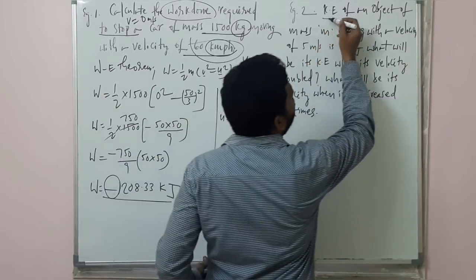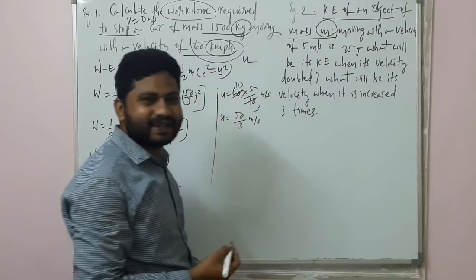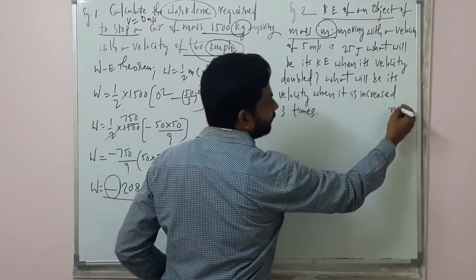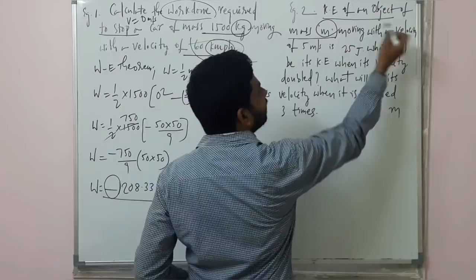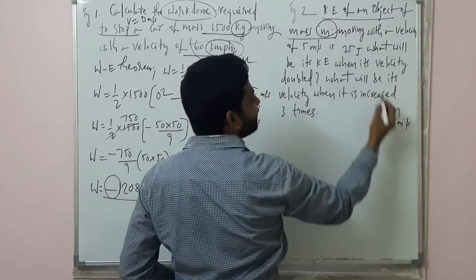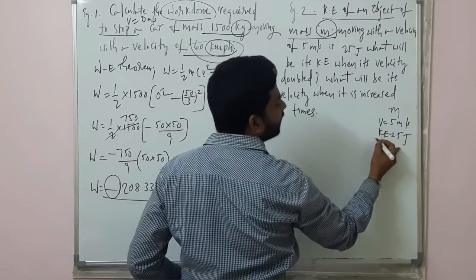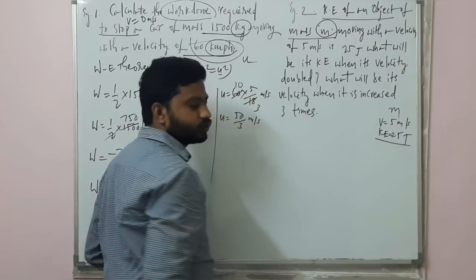Now, the kinetic energy of an object of mass m, moving with a velocity 5 meters per second, is 25 joules. What is the kinetic energy? 25 joules.